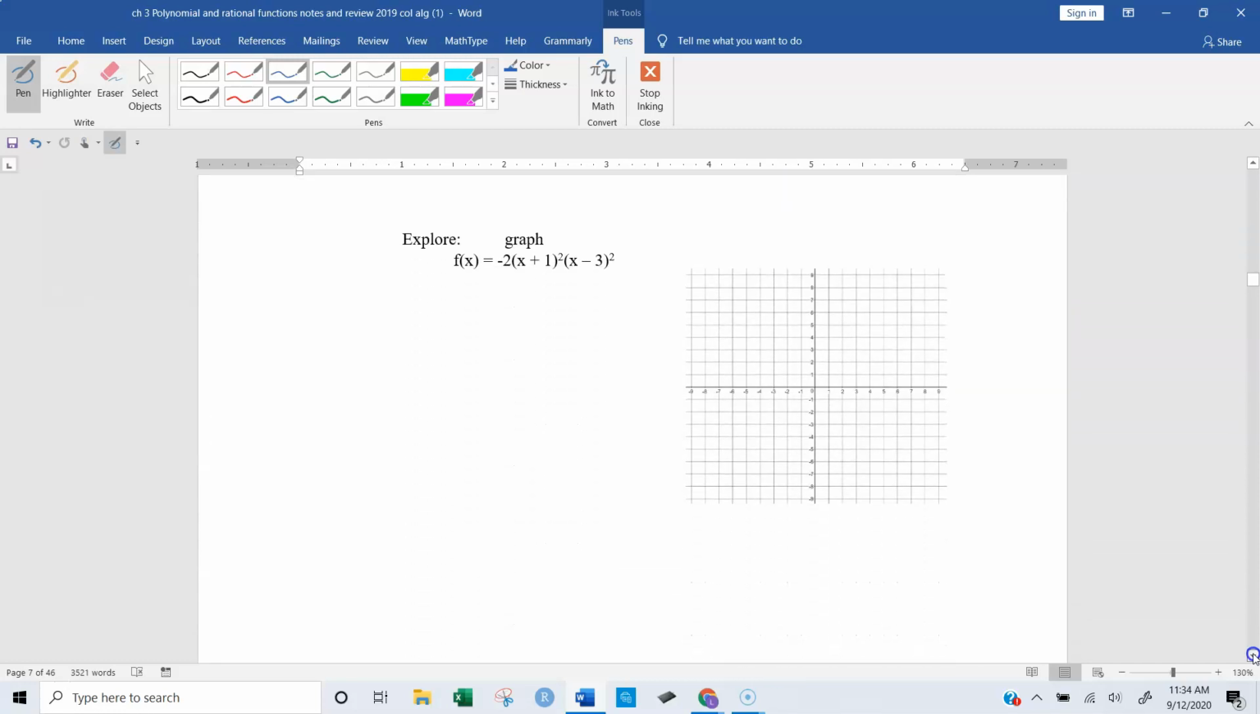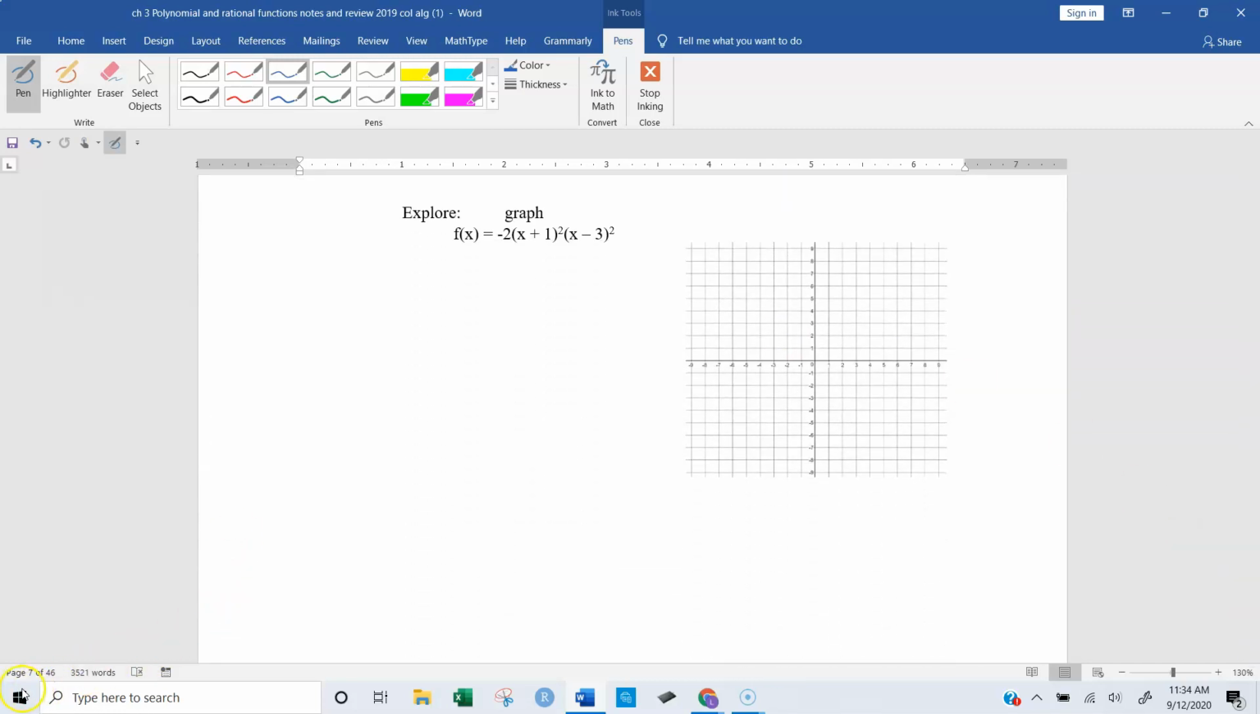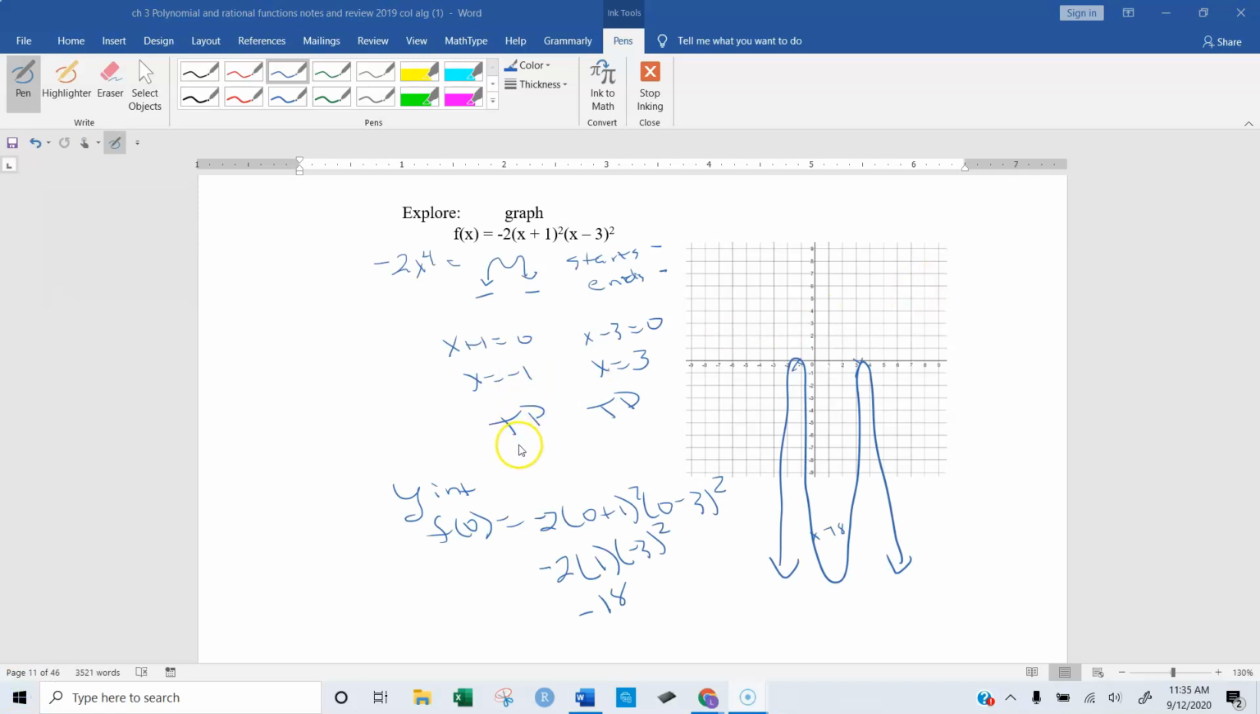All right, pause and do yours. Okay, I hope you did well. You should have had 2 turning points this time at -1 and 3. You should have added the 2's up here and got 4. So we had -2x to the 4th, which means it starts negative and ends negative. Our y-intercept, we plugged in our 0, and you should have gotten a -18. Should probably write that out.